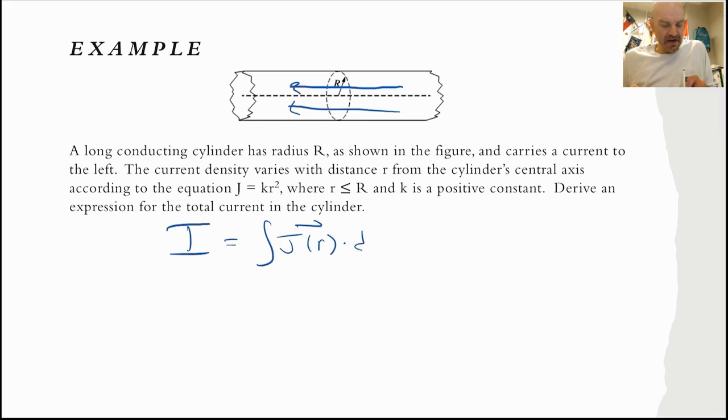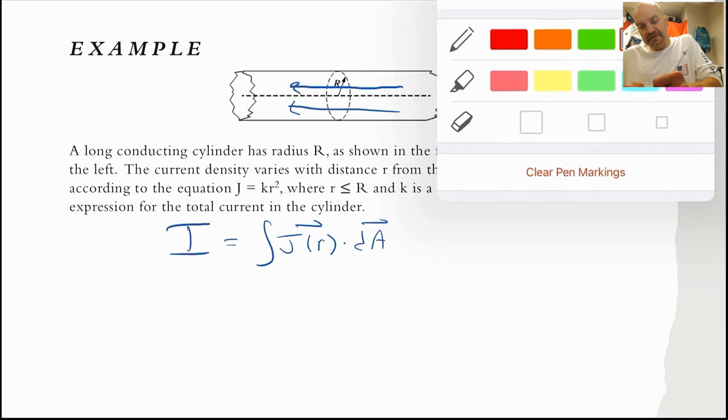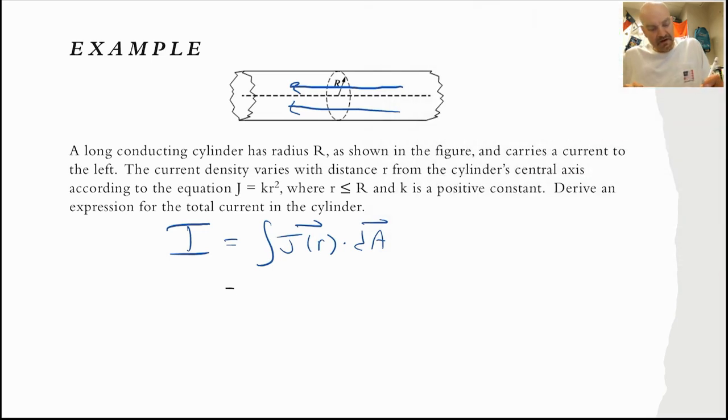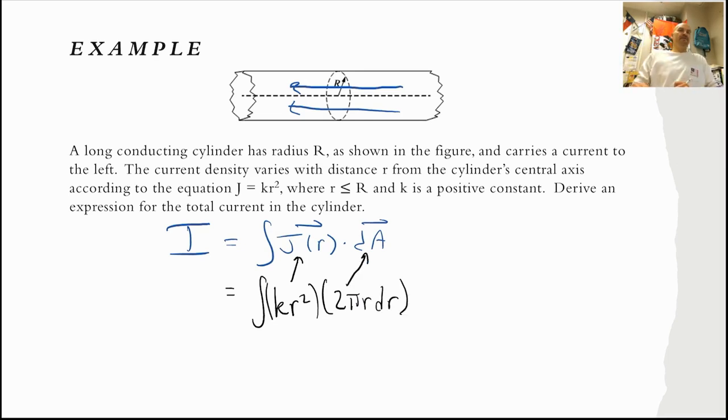Okay, so this is that last equation we were talking about, where if you're given a function for J, you're going to simply integrate J as a function of r dot dA. And now we just substitute in what we're given, right? So they tell us that J is kr squared, and dA is 2 pi r dr, because it's the cross-sectional area of a circle. So we take the circumference of the circle and we integrate through that circumference, and that gives us the area.